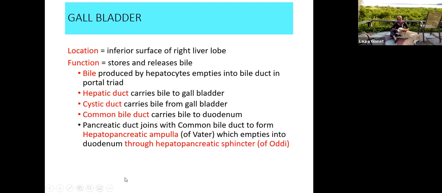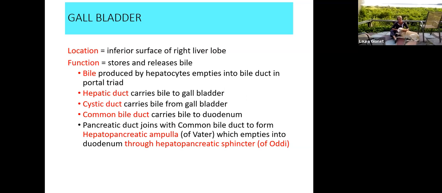Okay, the gallbladder is found on the inferior surface of the right lobe of the liver. It functions to store and concentrate and release bile. Bile is produced by the hepatocytes of the liver, and they produce the bile that passes through the right and left hepatic ducts, that can then back up the cystic duct and be stored in the gallbladder. And from there in the gallbladder, it becomes more concentrated.